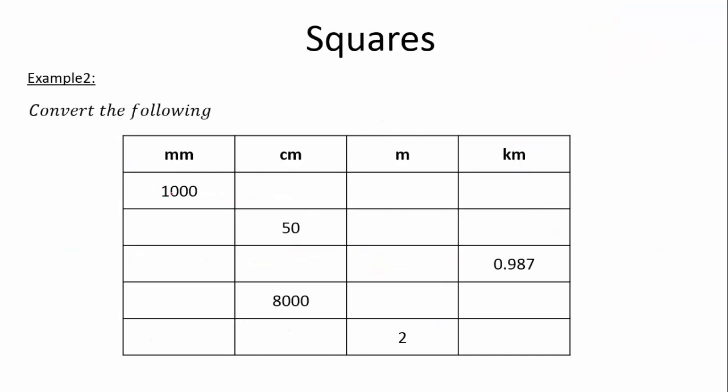Okay, let's convert the following in example 2. So we have this table. We're going to fill in all the blanks here. Now remember I told you that to get from millimeters to centimeters, you multiply it by 10. To get from centimeters to meters, you know there's 100 centimeters in a meter, you multiply it by 100. So you can quite easily see to get from millimeters to meters is multiplied by 1,000. And to get from meters to kilometers is multiplied by 1,000.